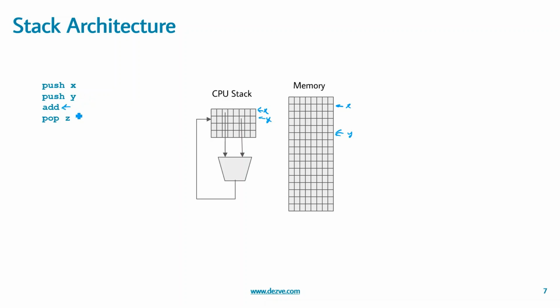The moment we say add, the CPU would pop this X and Y, operate based on the instruction. The instruction in this case is add, and the result will be pushed back into this location. So at the end of this, the stack pointer will be pointing to this particular location. Then we have pop Z, means then we take this result and write to a memory location, which is Z. JVM or Java Virtual Machine bytecode uses this stack based architecture.